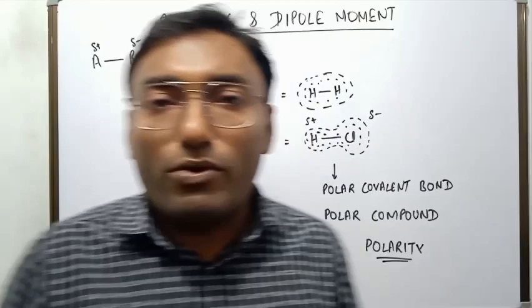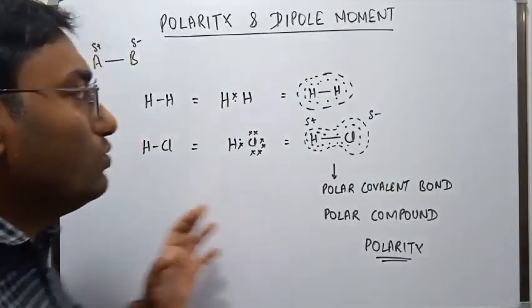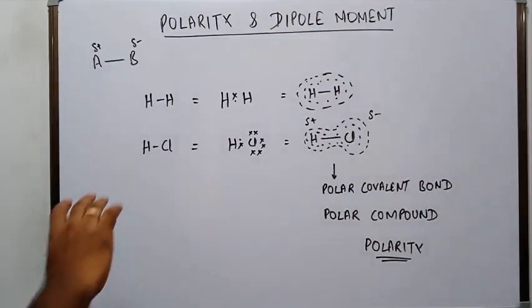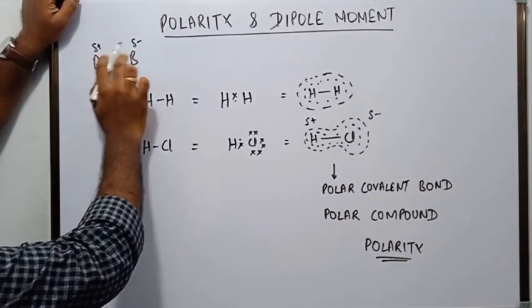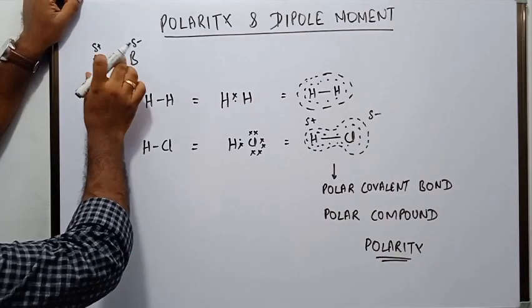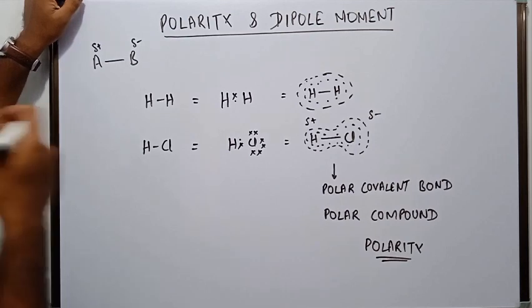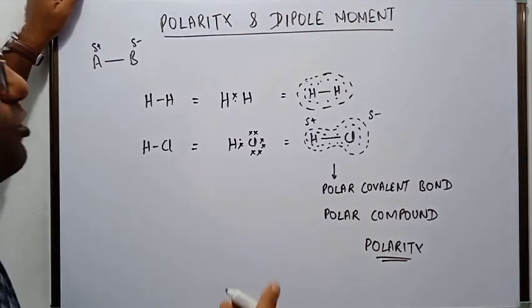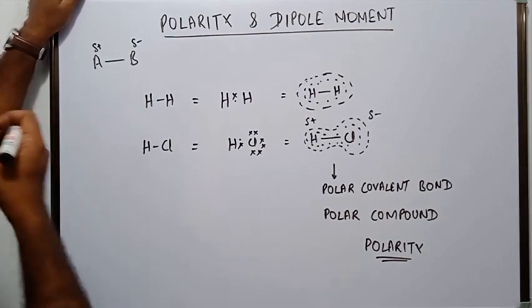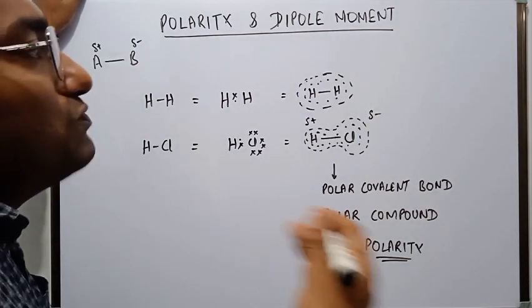Polarity. So polarity is the separation of electric charge in a molecule, or separation of positive and negative charge in a molecule. Now the question arises, why does this positive and negative charge arise in a molecule? For that we have to see what a covalent bond is, and how a covalent bond is formed.